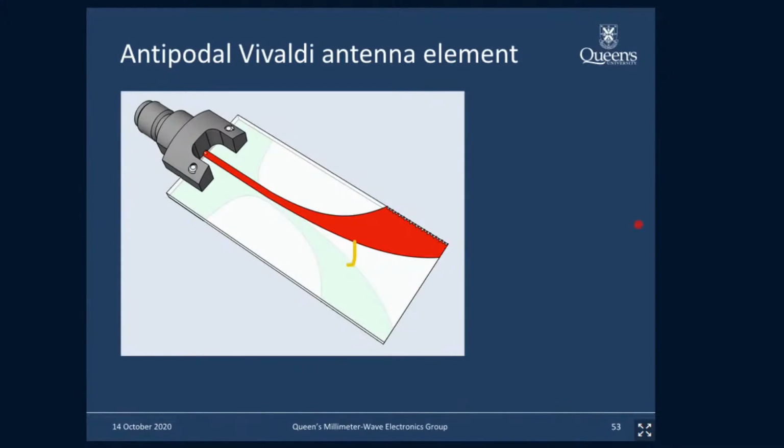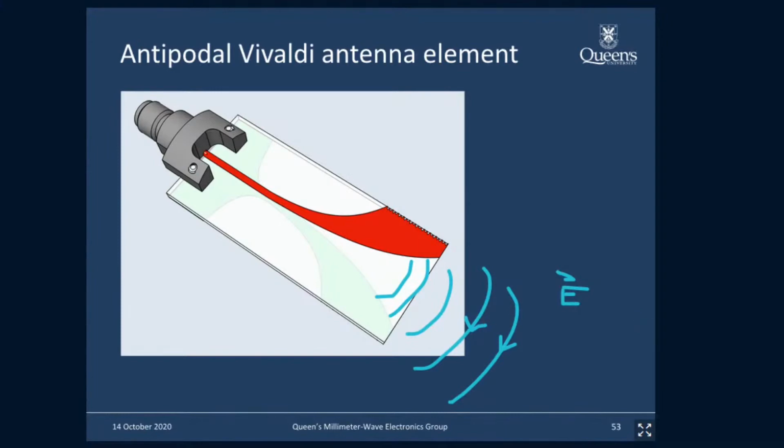Let me use a different color. So when this radiates, it radiates out on the edge of the board. This is the electric field. It radiates on the side.